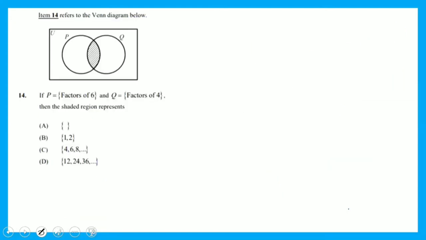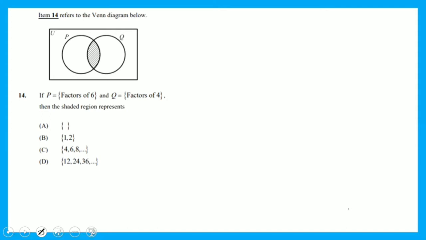Number 14, let's look at this diagram. The set P is factors of 6, and we have Q factors of 4. Then the shaded region represents a certain set of numbers, and we are supposed to find out what that is.